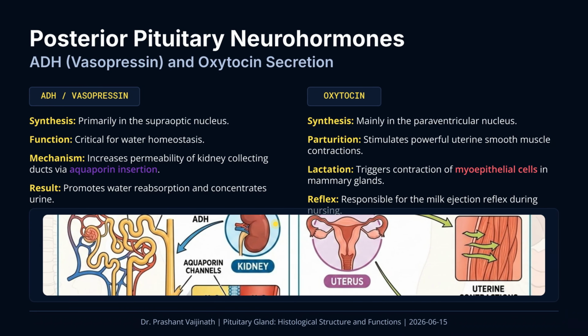The posterior pituitary releases ADH, or vasopressin, critical for water homeostasis by increasing aquaporin insertion in the kidney. Oxytocin stimulates uterine contractions during parturition and milk ejection during lactation.